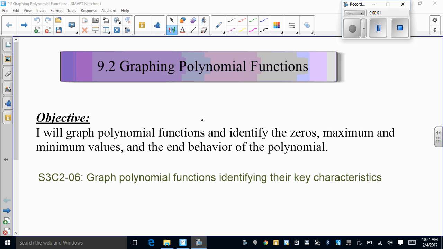6.2, graphing polynomial functions. You'll graph polynomial functions and identify the zeros, which we're doing in section 1, maximum and minimum values, which we did last unit, and then the end behavior of the polynomial, which we did last section. So we've already done everything. We're now putting it together to be able to graph.